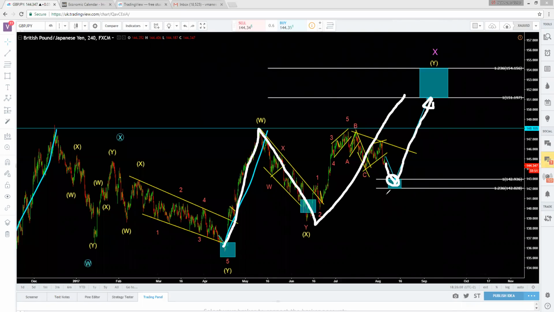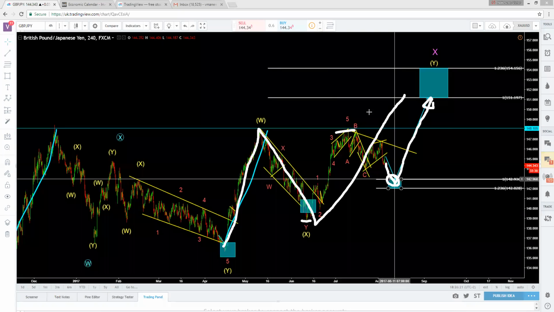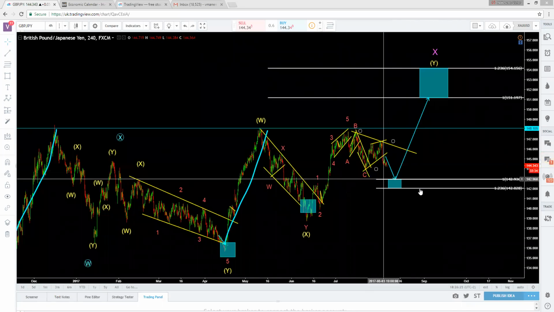And those who know how to use the fibs, you'll see if you take your fib tool from here to there, this is about your 50 to 61% area. So it also confirms that this is a nice buying area for pound yen. So that's what we're looking at today. Okay, so that will be your trade.